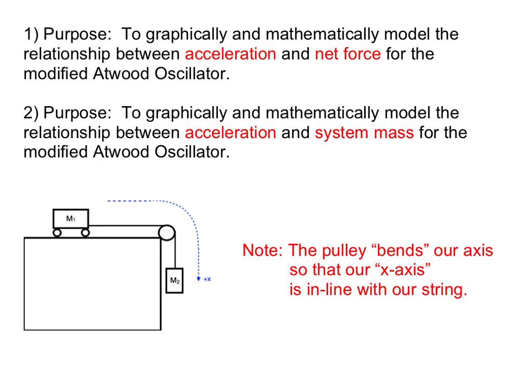So in our two investigations, we were studying acceleration versus net force and acceleration versus system mass for the modified Atwood oscillator. One thing that we had to talk about beforehand was the effect of a pulley on a system, and note that all a pulley really does is it bends an axis. So in this case, our usual x-axis starts horizontally, and because of the pulley, we want our axis to be in line with the string. All right, so here's a string, so we want to make sure that the x-axis bends along this way.